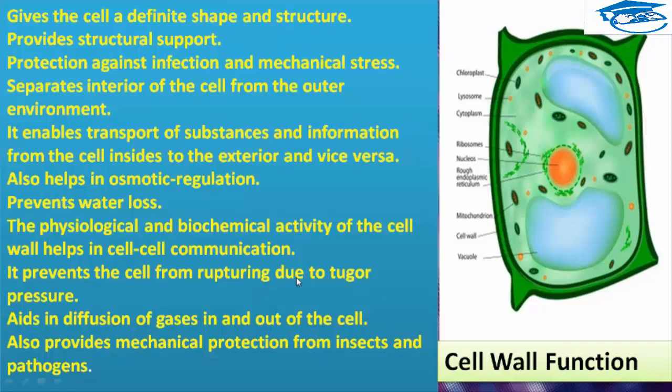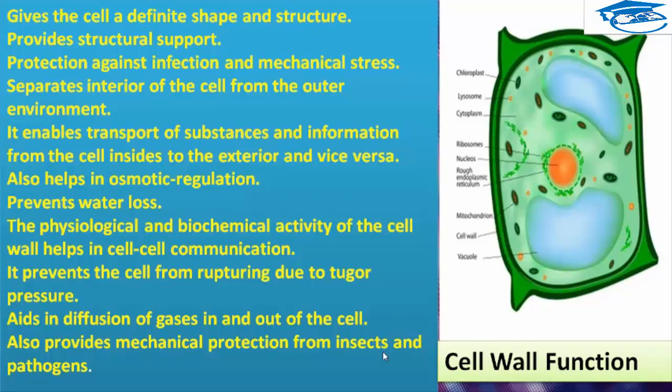It prevents the cell from rupturing due to turgor pressure. That means when most of the water gets ingested inside the cell, then turgor pressure arises. So it prevents the cell from rupturing due to turgor pressure because it provides tensile strength to the cell. It helps in diffusion of gases in and out of the cell. It also provides mechanical protection from insects and pathogens. So these are the main functions of the cell wall.